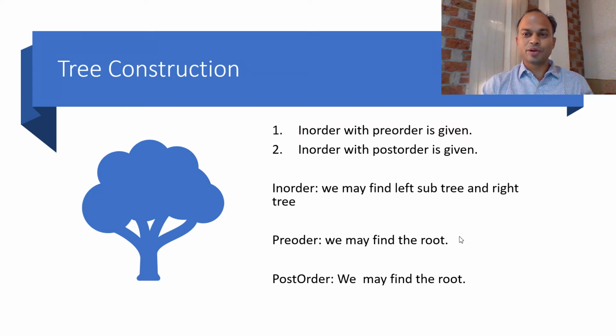If we talk about the pre-order, then in pre-order we have first value is root, then left, then right. I mean from the pre-order sequence, the first value is the root. Similarly, the post-order sequence is left, right and root. I mean the last value from the post-order is always the root. So if we observe from pre-order and post-order, we can find out the root, and from the in-order we can find out the left subtree and right subtree. Therefore, we need either in-order with pre-order or in-order with post-order.